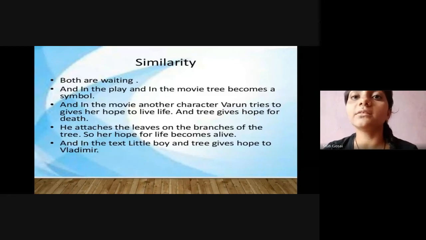Similarity between the movie and the play. Both are waiting. In the movie, the tree becomes a symbol. Another character, Varun, tries to give her hope to live life, while the tree gives hope for death. He attached leaves to the branches of the tree, so her hope for life becomes alive. And in the play, the little boy and the tree give hope to Vladimir. Next.